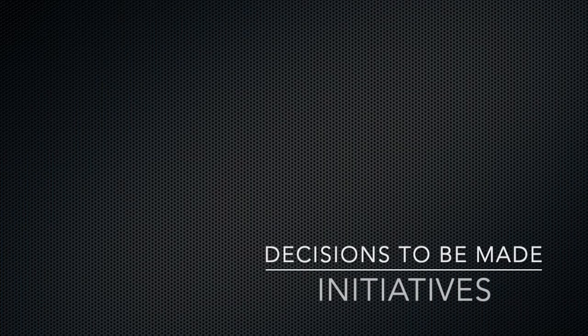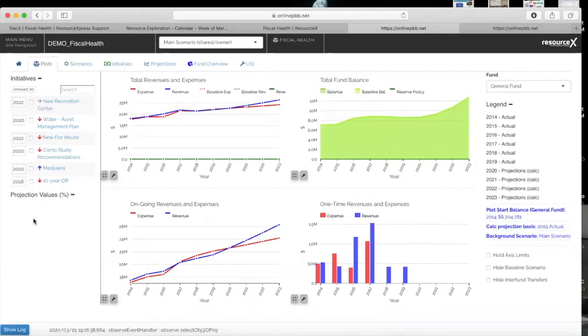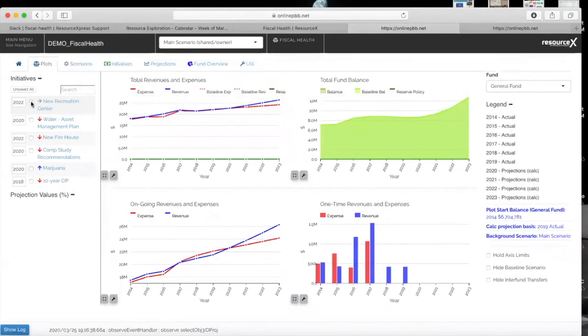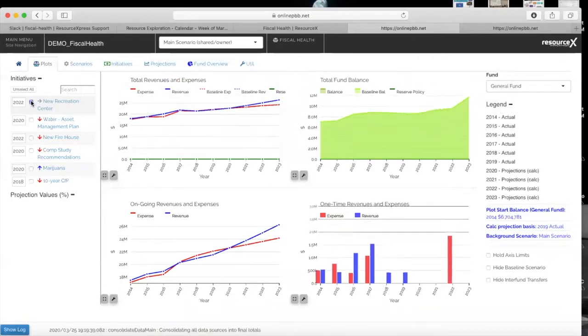And over here on the left, part of the reason we designed this tool is to start to incorporate various decisions that you might make and depict their impact. Any particular decision, like this rec center here, can have ongoing expenses. It could have ongoing revenue. It could have one-time expenses. It could have one-time revenue. And we can go ahead and click yes on the rec center.